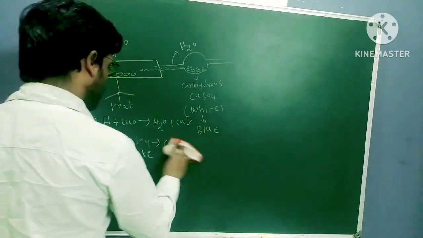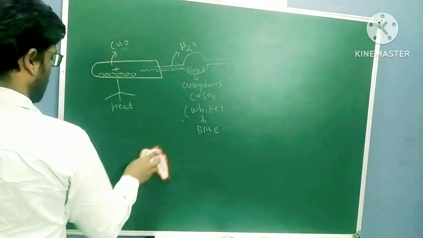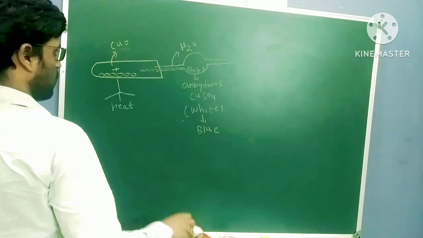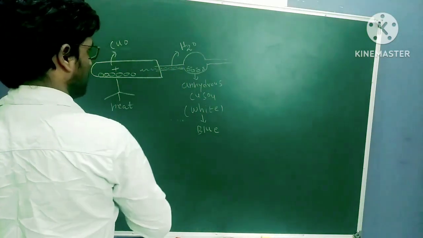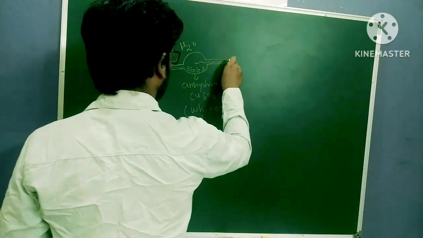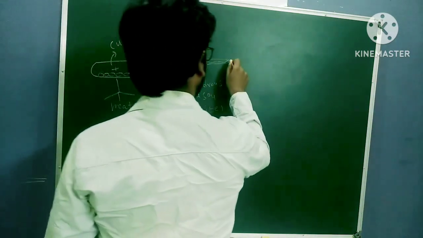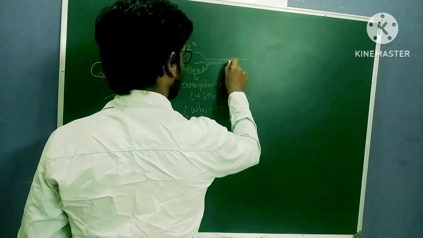Okay, so after this, how can you get to know whether carbon is present or not? Now this vapor, if carbon is present in this vapor, it will not react with anhydrous copper sulfate. Then what happens? Here this vapor is going on like this. Okay, so here one pipe is there.